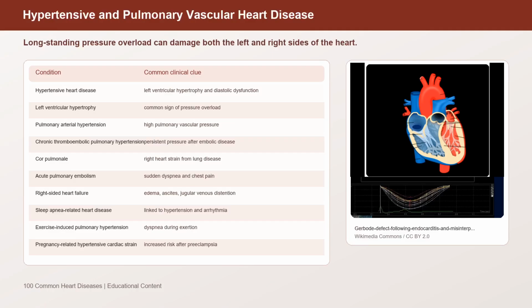Seventh, hypertensive and pulmonary vascular heart disease. Long-standing systemic hypertension and elevated pulmonary pressure can overload the ventricles. Poorly controlled blood pressure, unexplained dyspnea, right-sided failure, and pulmonary hypertension require active evaluation.